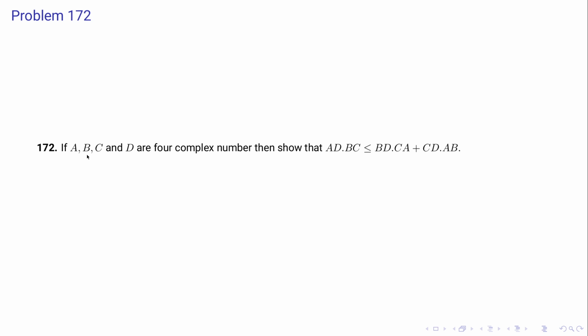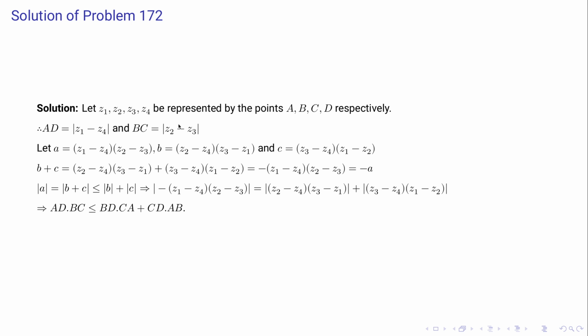Problem 172 says that if A, B, C, and D are four complex numbers, then show that AD into BC is less than equal to BD into CA plus CD into AB. To solve this problem, we assume that Z1, Z2, Z3, and Z4 represent points A, B, C, and D. Then AD will become mod of Z1 minus Z4, and BC will become mod of Z2 minus Z3. Then we let A be equal to (Z1 minus Z4) into (Z2 minus Z3), B is equal to (Z2 minus Z4) into (Z3 minus Z1), and C is (Z3 minus Z4) into (Z1 minus Z2). Now we evaluate B plus C, which on simplification will be equal to minus A.